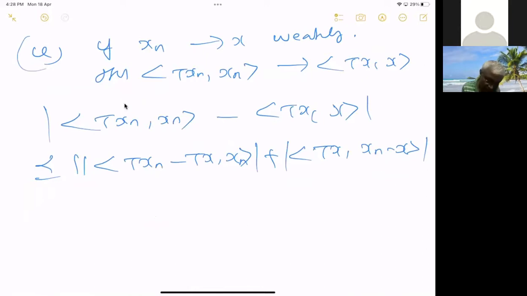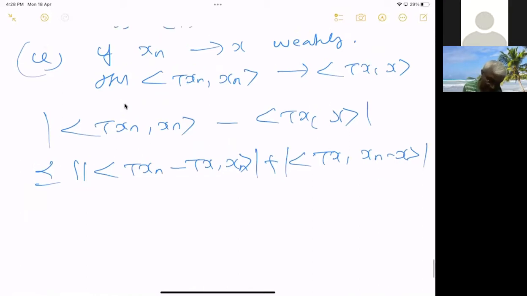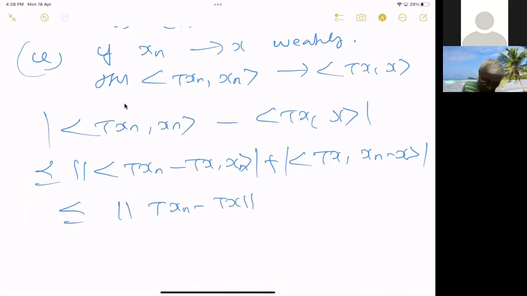Now we know that xn converges to x weakly. Txn converges to Tx in norm because it's a compact operator. So this is less than or equal to norm of Txn minus Tx, since xn has norm less than or equal to 1, so you can write it like this. And then this is just Tx into xn minus x. Both go to 0.